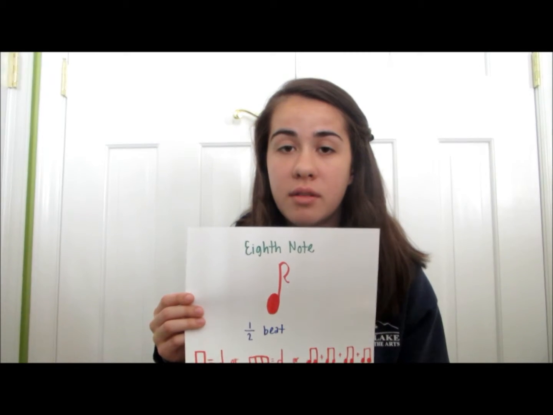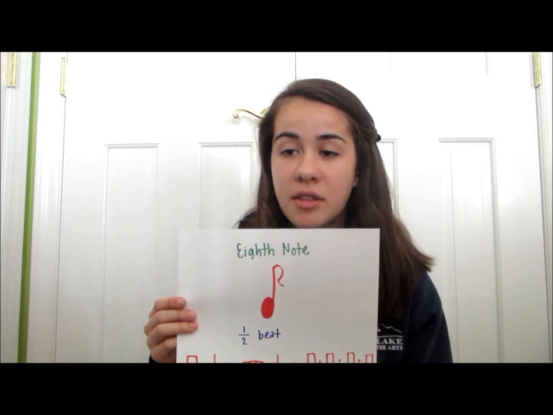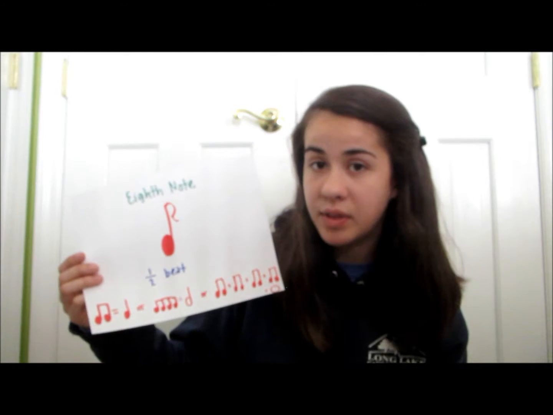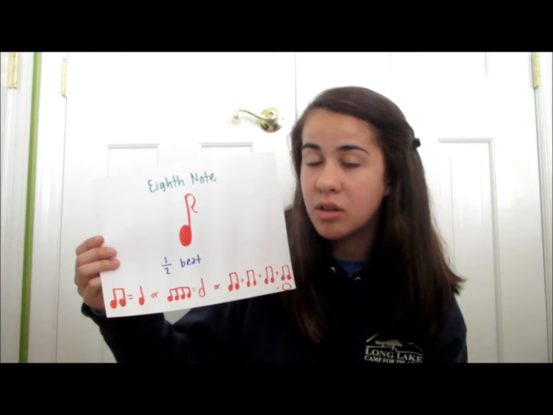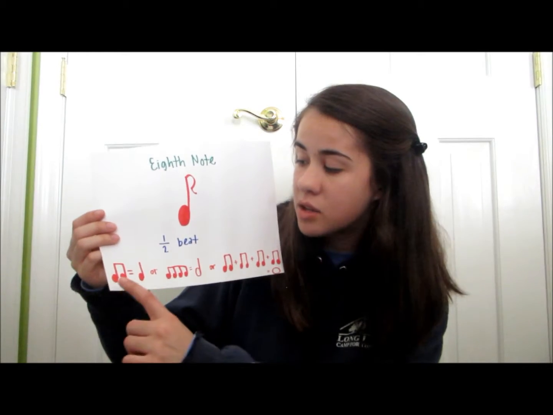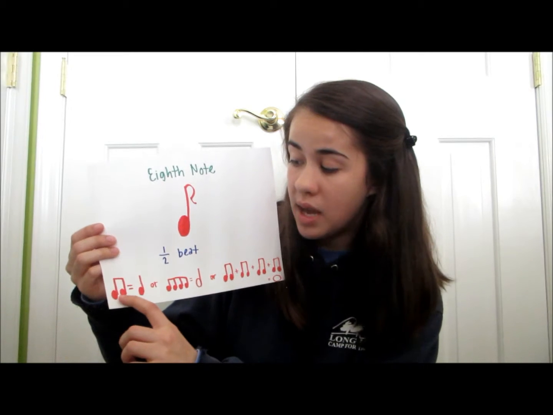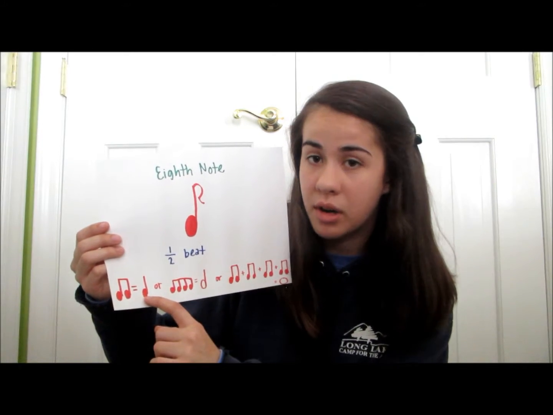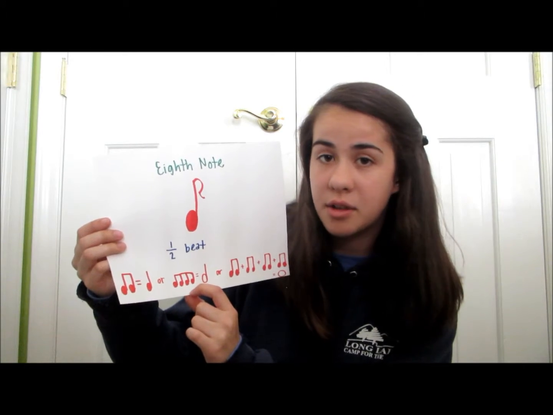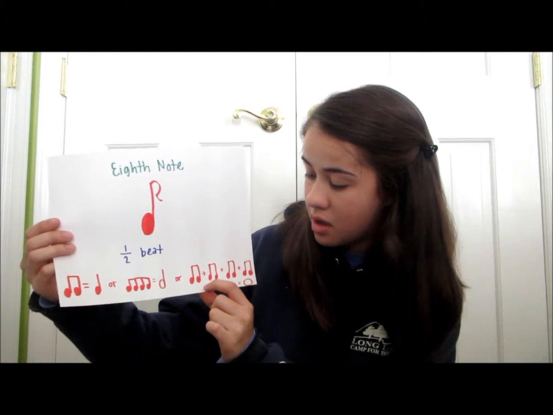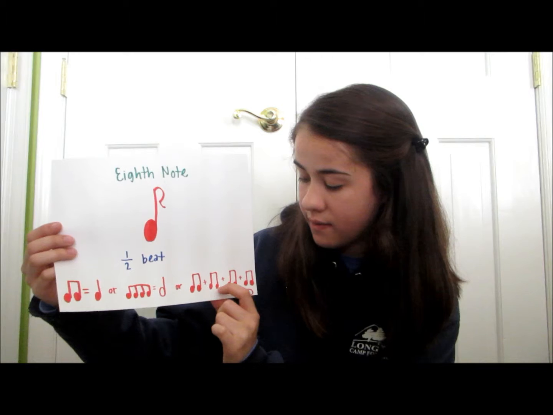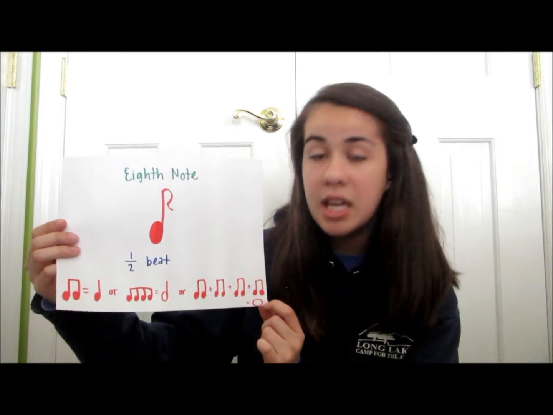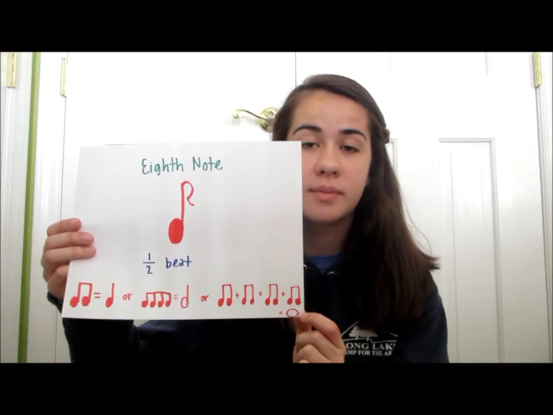So in a 4-beat measure, the eighth note will be half of each beat, which means that you will need 8 eighth notes to be played in order to play all 4 beats. So 2 eighth notes is the same as 1 quarter note, 4 eighth notes is a half note, or 8 eighth notes, 1, 2, 3, 4, 5, 6, 7, 8, equals 1 whole note.